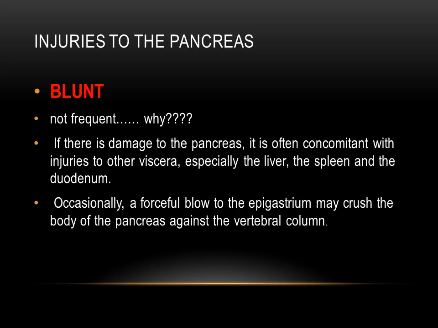The injury to the pancreas is usually a very major injury. It is associated with other injuries, for example injury of other viscera. Which one? Duodenum? Yes. Especially the liver and the spleen, and occasionally a forceful blow to the abdomen caused by a seat belt against the vertebral column can present as blunt abdominal trauma.